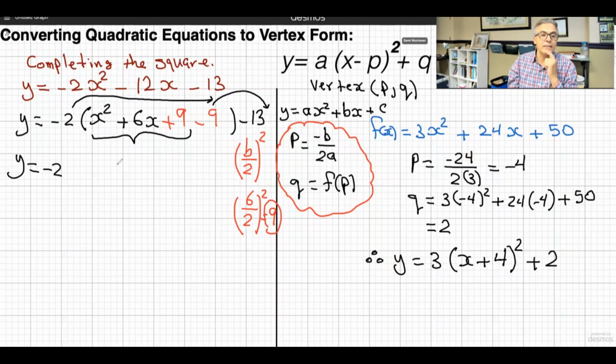Okay, so what does that mean? It means, let me just write the brackets here for this. We're still going to have the -13 right here. And then when we move the -9, we have to remember that we have to multiply it by -2. So that gives us +18. So it comes out as +18. Okay, so now this here we're done with.